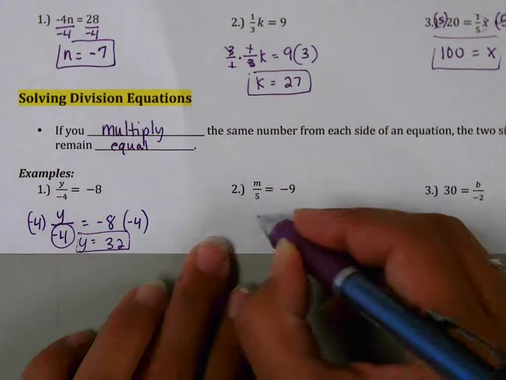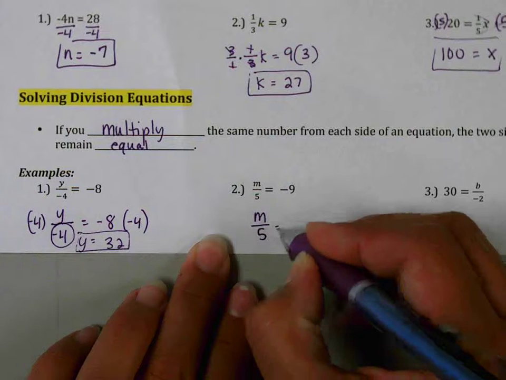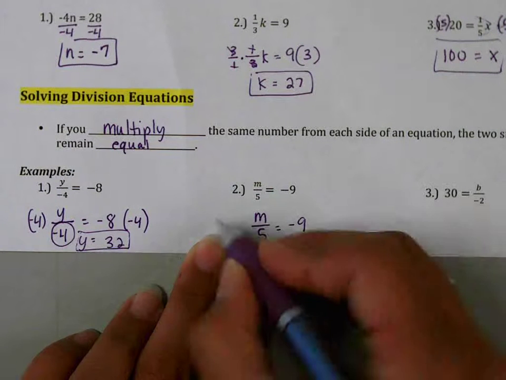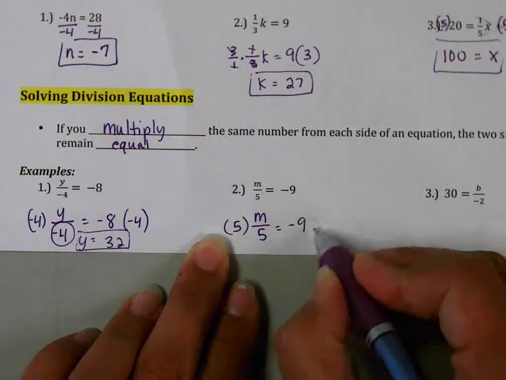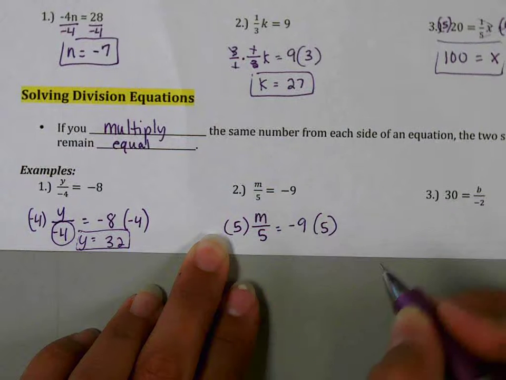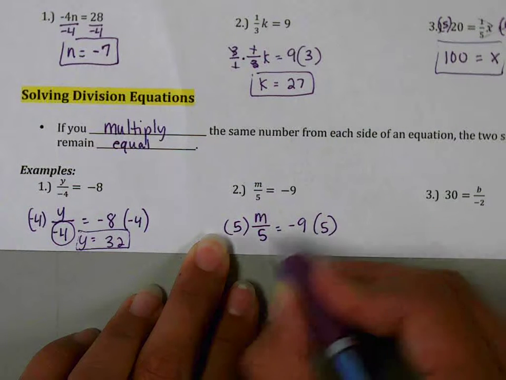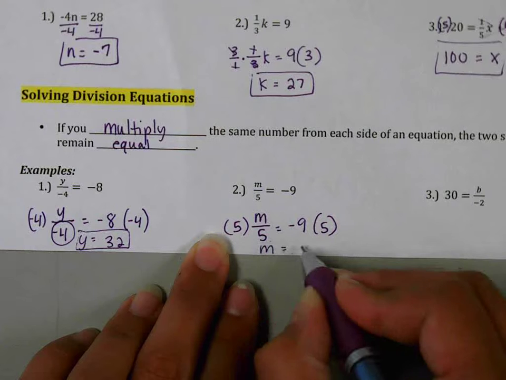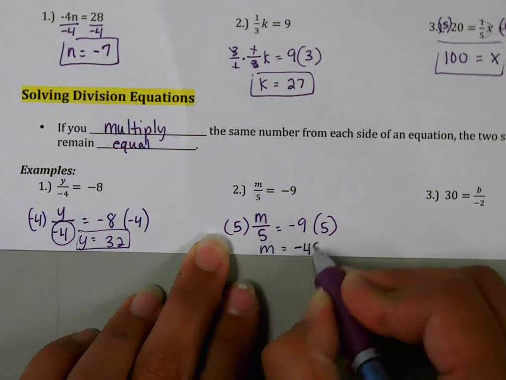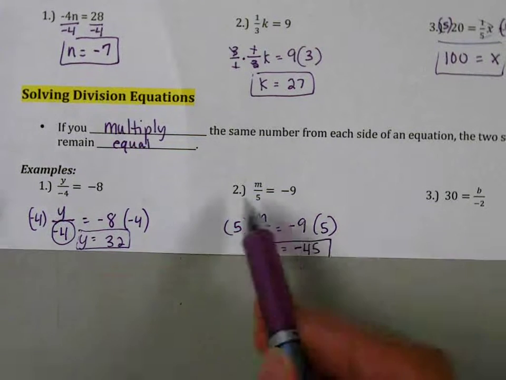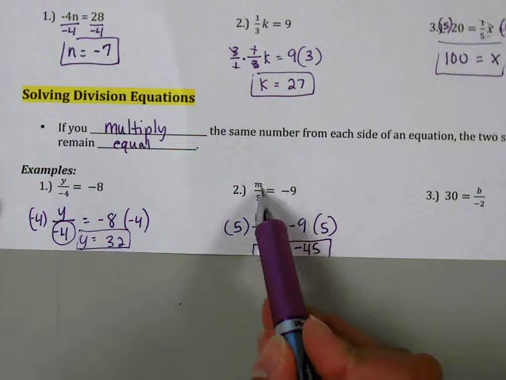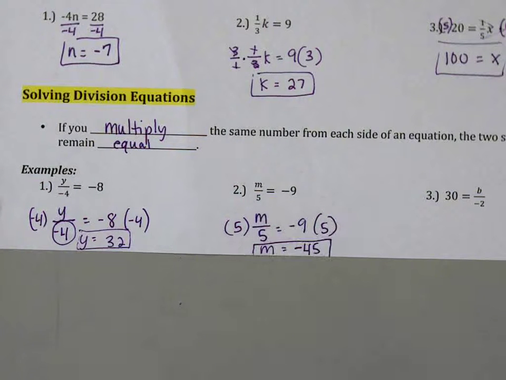Let's look at the next one. m divided by 5 equals negative 9. Again, I'm going to multiply both sides by the denominator, 5. And then I get m equals negative 45. So negative 45 divided by 5 would be negative 9.